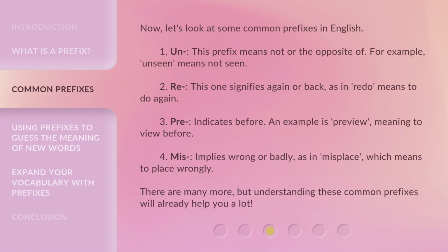3. Pre. Indicates before. An example is preview, meaning to view before. 4. Mis. Implies wrong or badly, as in, misplace, which means to place wrongly. There are many more, but understanding these common prefixes will already help you a lot.